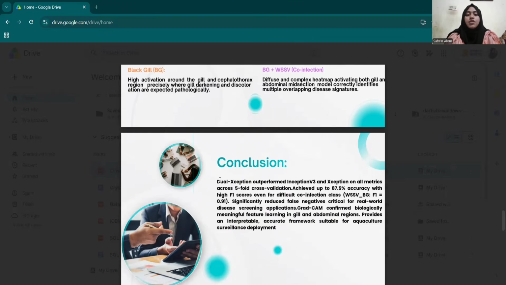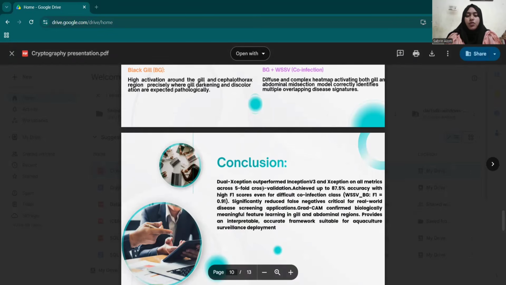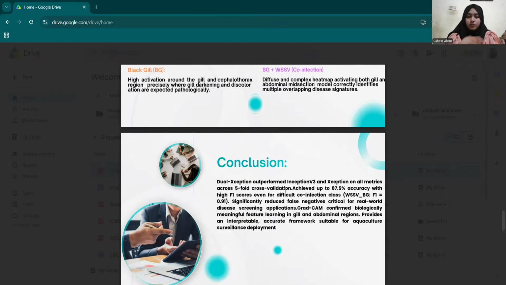The first one is Dual Xception outperforms InceptionV3 and Xception on all metrics across 5-fold cross validation. The second one is it achieves up to 87.5% accuracy with high F1 scores even for the difficult co-infection, WSSV plus BG, where F1 is 0.91.